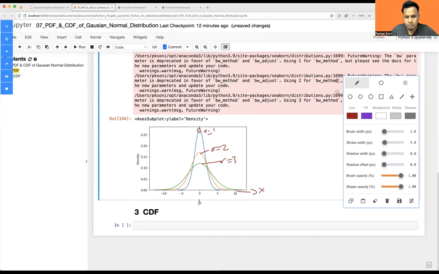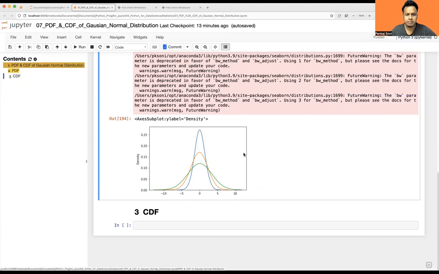So the moment you go from 0 toward this side or toward this side, your graph will sharply decline. It falls steeply because of this particular formula, where PDF equals 1 upon root 2 pi times exponential of minus x square divided by 2. So this is what I wanted to show about this Gaussian PDF curve.